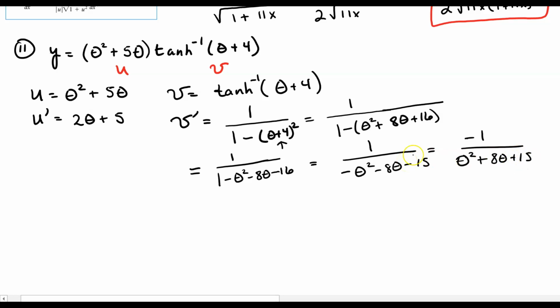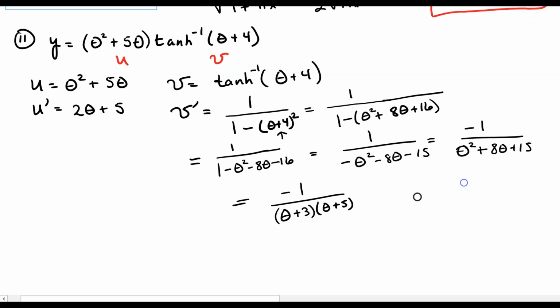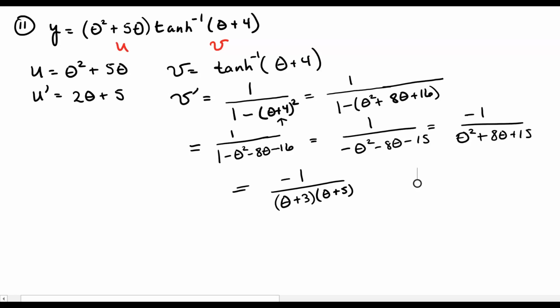And I think that we should just go all the way with this in terms of the factoring component. And that is just to quickly write it as negative 1 over the factors of 15 that add to give you 8, which are 3 and 5. So theta plus 3 and theta plus 5. We may see that that may prove beneficial to us when we continue with this, but let's go ahead and see if it was futile or if it was useful.